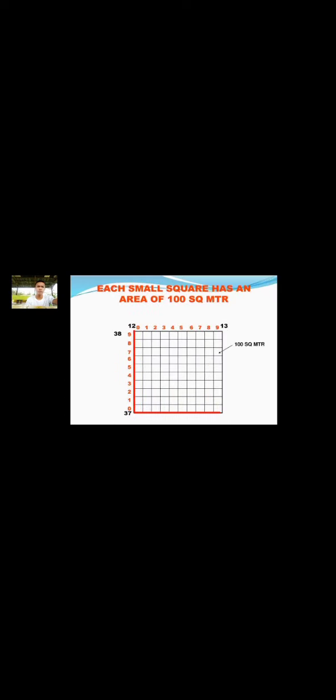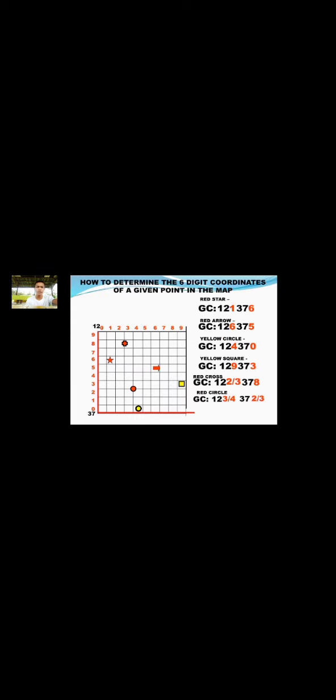The grid square is divided into 100 square parts. Next, each small square has an area of 100 square meters. We can see the numbers here and the 100 square meters. And the next is how to determine the 6-digit coordinates of a given point in the map.